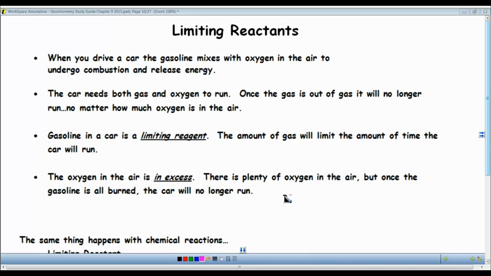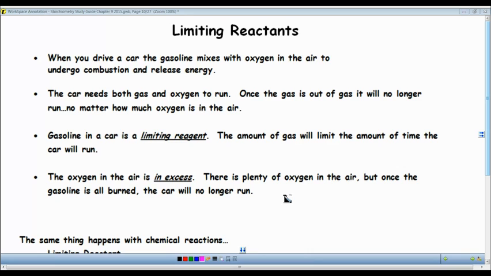A great real-world example, driving your car. So your car runs on a combustion reaction. We're combusting the organic compound octane, the gasoline in your car. It's combusting in the presence of oxygen from the air. Okay, so you ask yourself this question, which will run out first? The gasoline in your car or all the oxygen in the air and the atmosphere?